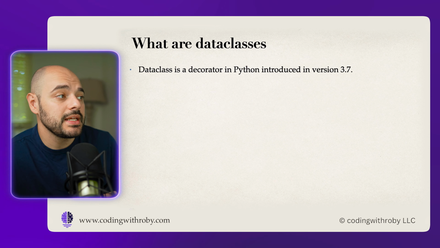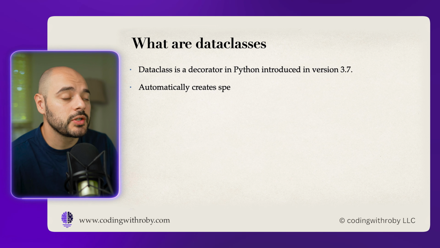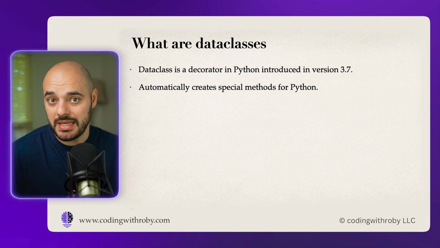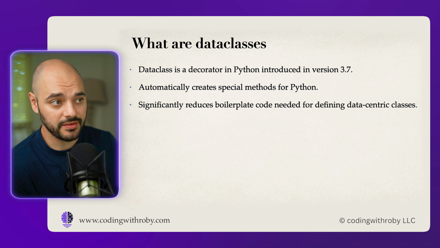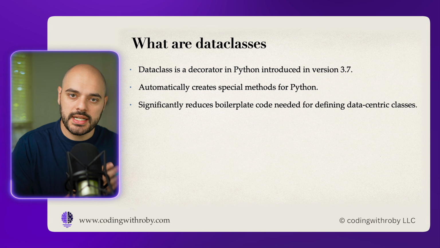So let's start by talking about what data classes are. Well, data classes are simply a decorator in Python that was introduced in version 3.7. They automatically create special methods for Python, which means you have to type even less code. It significantly reduces boilerplate code needed for defining data-centric classes. So data classes are only used for data-centric classes.